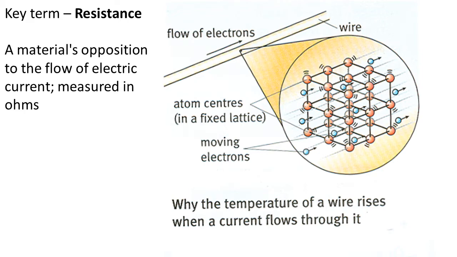So there's a second key term, resistance, a material's opposition to the flow of electric current. So if I turn the resistance up, the current slows down. And if I turn the resistance down, that allows more current to flow. And it's all to do with collisions. It's all to do with electrons banging into atoms as they move through the wire. In this case, it's probably copper atoms, because usually electrical wires are copper.